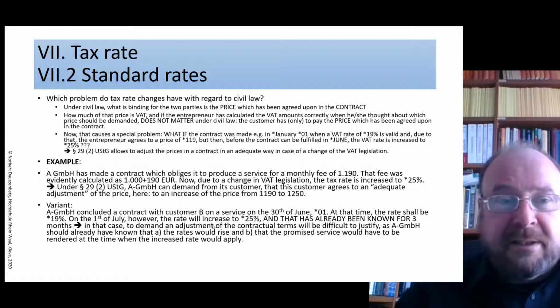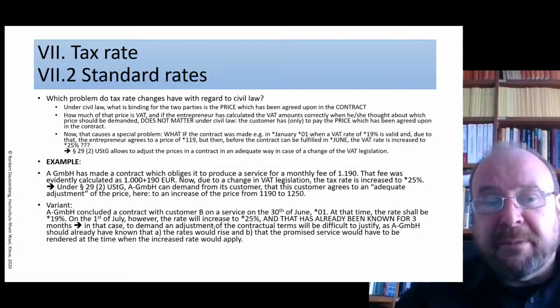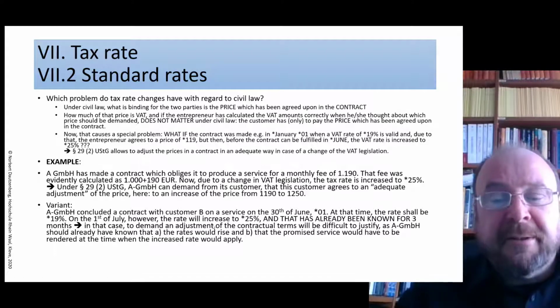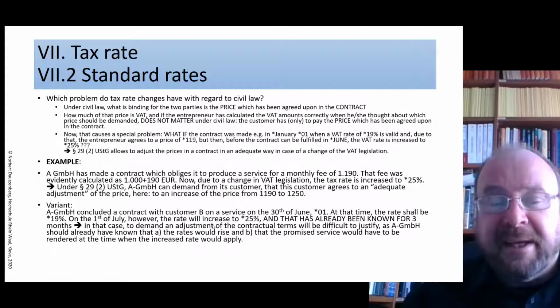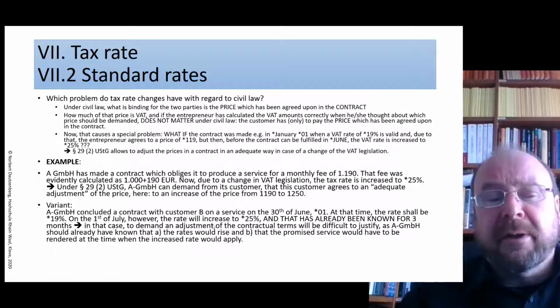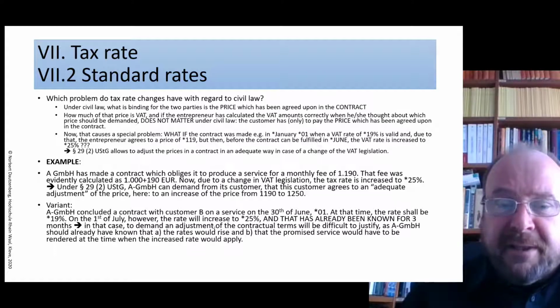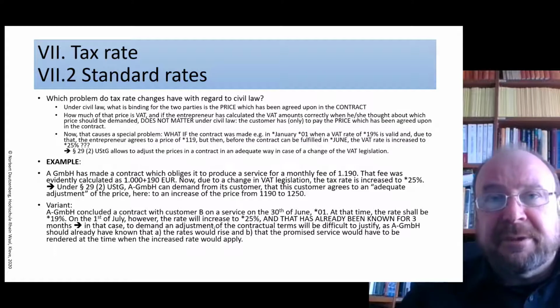Well, but I recommend you also think about a variant. Imagine that a GmbH concludes a contract with customer B on the 30th of June in the year 01. At that time, the rate is still 19%, but on the 1st of July, so on the next day, the rate will increase to 25%, and that has already been known for 3 months. In that case, demanding an adjustment of the contract terms will be difficult to justify, because here a GmbH should have already known all along that the rates would rise and that the promised service would not be able to be delivered at the old rate.